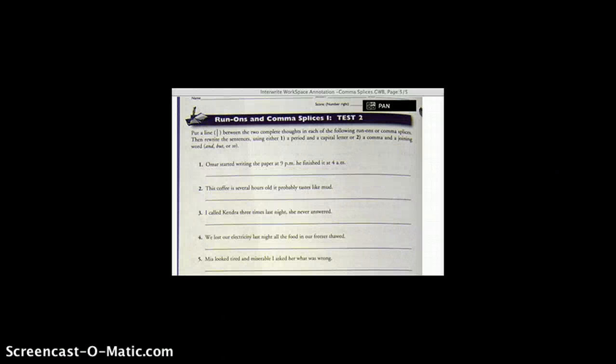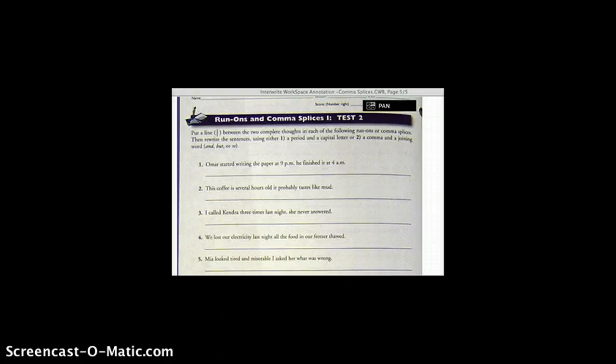At the top of page 42, you see the similar directions as before. Run-ons and comma splices, test 2. Put a vertical line between the two complete thoughts in each of the following run-on and comma splices. Then rewrite the sentences using 1, a period and a capital letter, or 2, a comma and a joining word. Use and, but, and so.